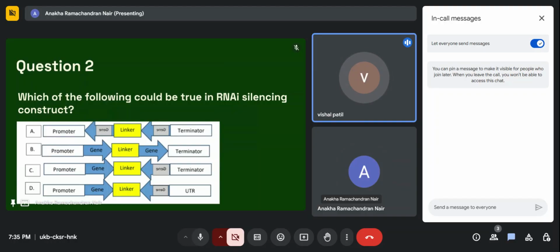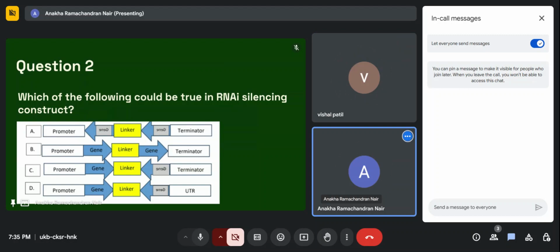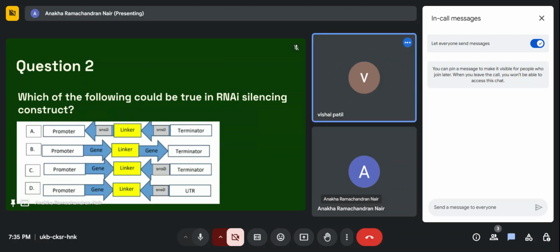Two are the flanking regions, and the middle is the linker. Yes, and at the start there is a promoter. So, B option, B or C? C option, I think. So C is correct, or B, I am confused.